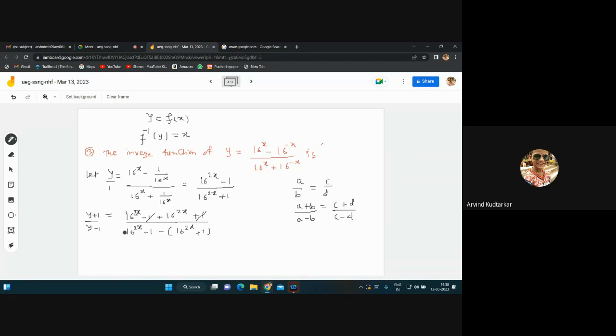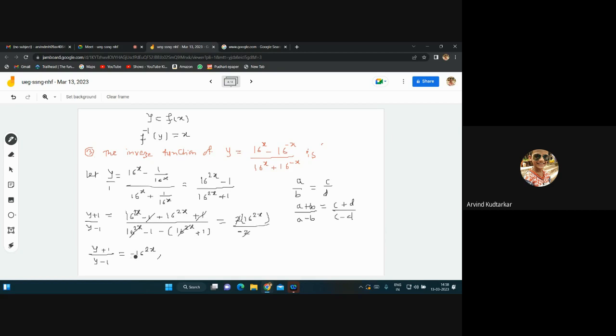What is remaining? 16 raised to 2x, and here minus 16 raised to 2x. They get cancelled. This -1 and this -1, what will it be? It is -2. That means twice into 16 raised to 2x upon -2. So the 2 gets cancelled, and here there will remain only minus 16 raised to 2x. So (y plus 1) upon (y minus 1) is minus 16 raised to 2x.